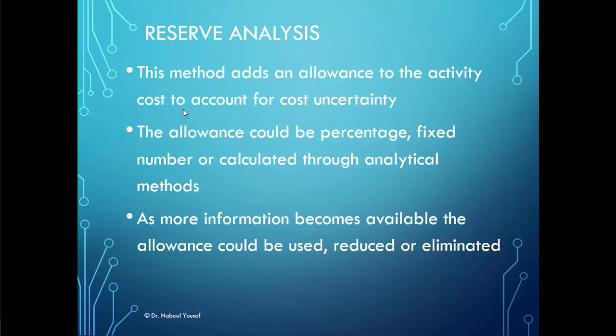The reserve analysis method can be used with other methods to add an allowance amount to the activity cost to cover cost uncertainty. The amount can be expressed in percentage or as a fixed number. As more information becomes available, the allowance amount can be reduced or eliminated.